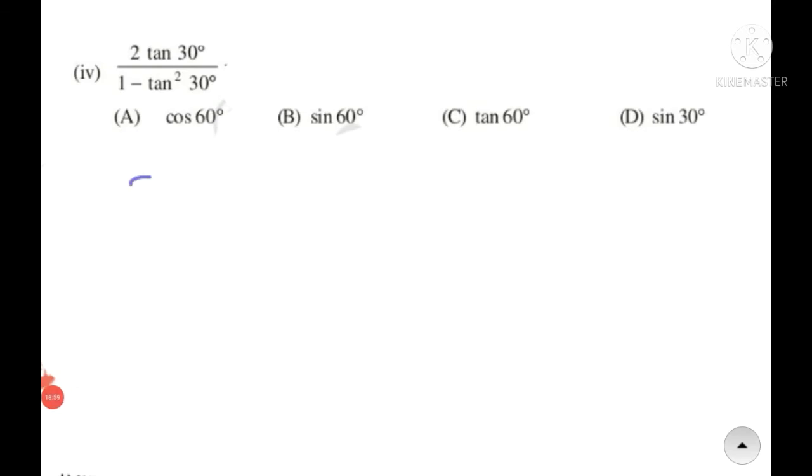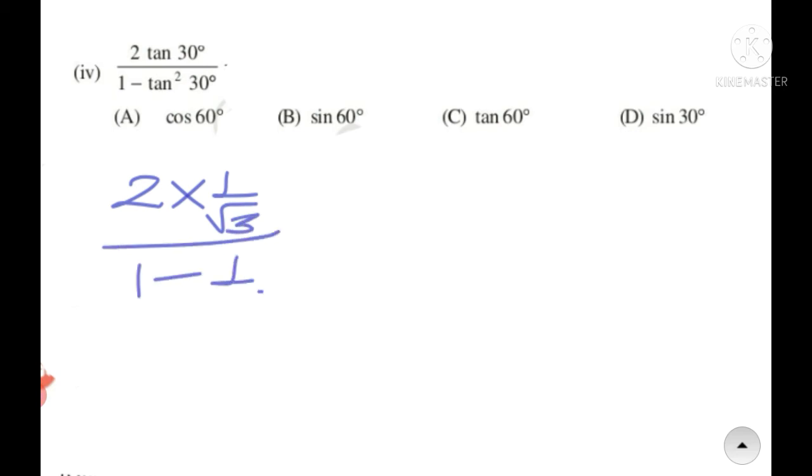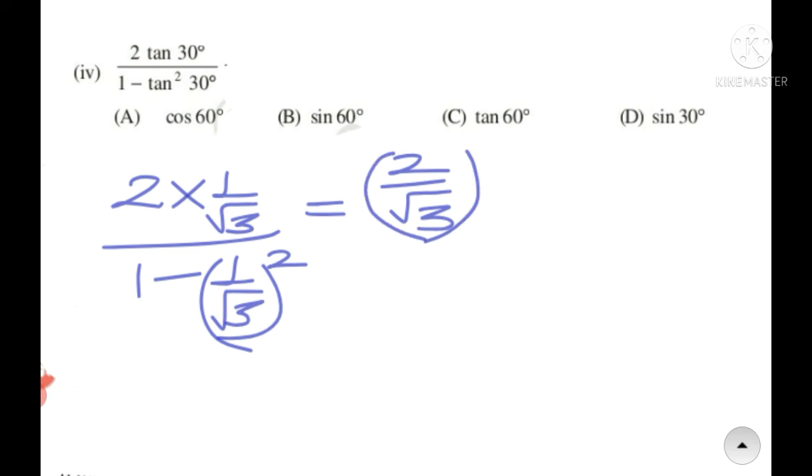Let's again put in the values. I have 2 into tangent 30, that is 1 by root 3, divided by 1 minus square of tangent 30, that is 1 by root 3 square. Now I think you can solve it. Numerator is quite simplified, 2 by root 3. Let me give it a separate bracket.